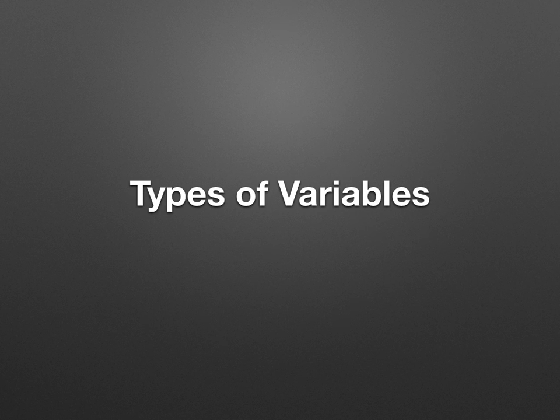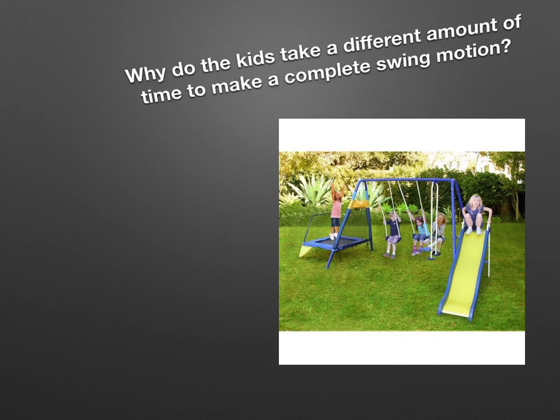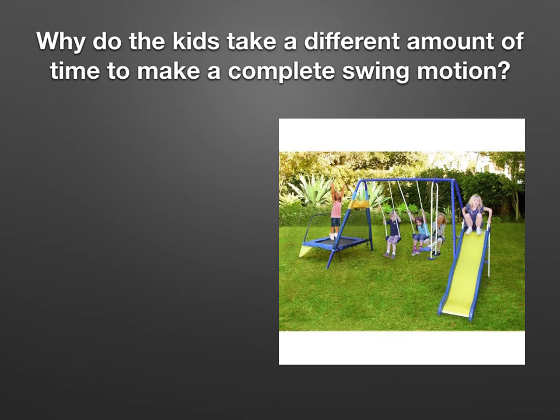Let's take a minute and talk about the types of variables in an experiment. Usually an experiment comes about because somebody notices something. For example, suppose you see these kids playing on a swing and you notice that for some reason one kid seems to take longer to make a complete swing than the other. And you say to yourself, I wonder why that is. Well, we've got a question to find. Why is it that the kids take a different amount of time to make a complete swing?